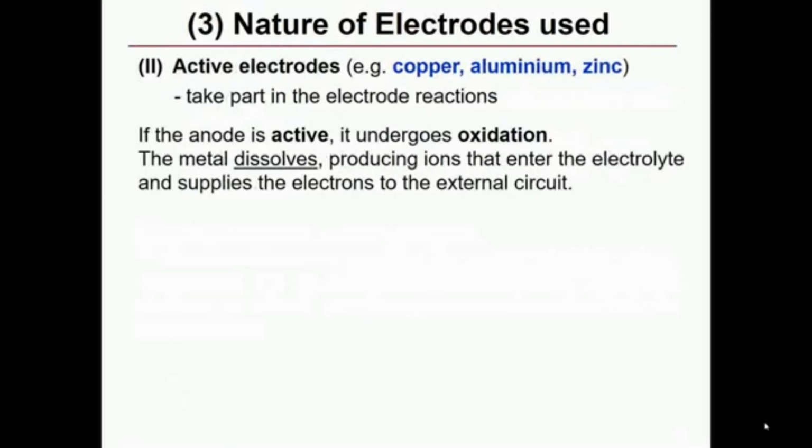The other types of electrodes that could be used in electrolysis are what we call active electrodes. For example, copper, aluminum, zinc. Active electrodes are reactive and so take part in the electrode reactions. If the anode is active, it will undergo oxidation as well. The metal electrode will dissolve, ions are produced, which go into the electrolyte, and in the oxidation process, the electrons released will then travel to the external circuit.